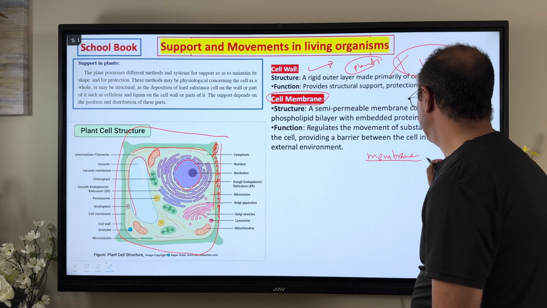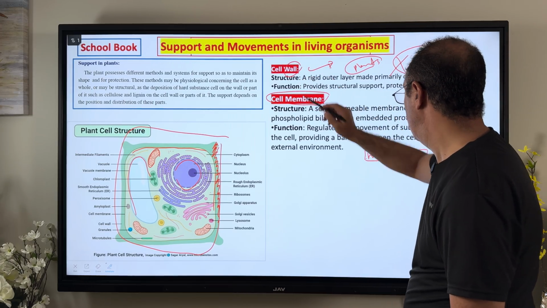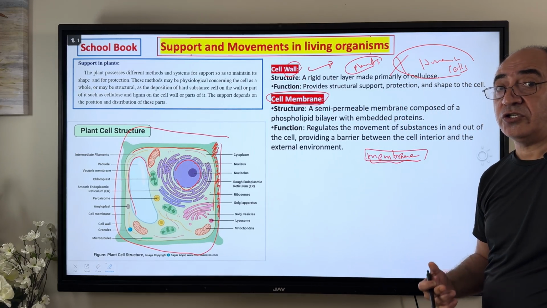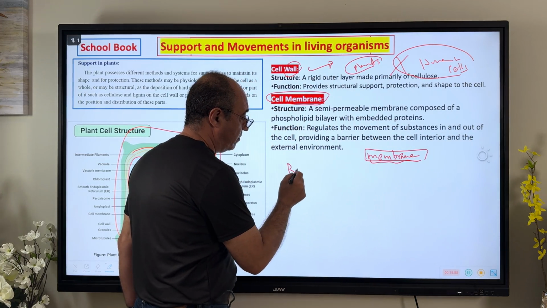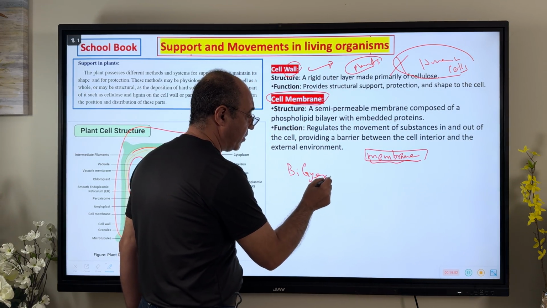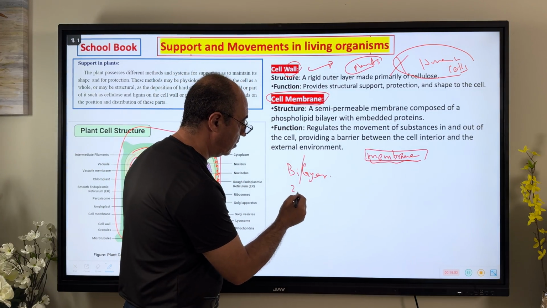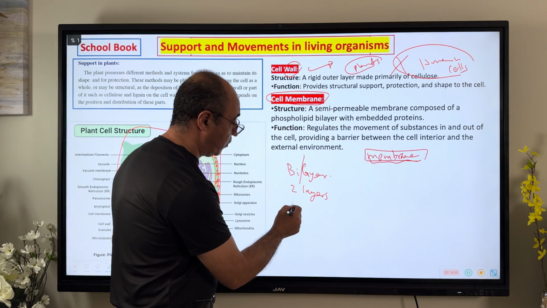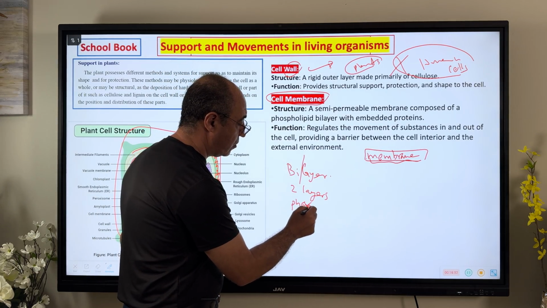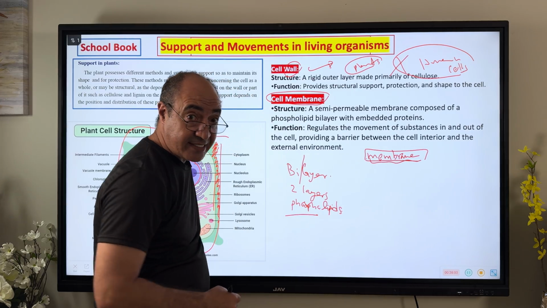The term membrane is very specific and is different from the word wall. Membrane in biology often refers to a bilayer. Let's break this down. Bilayer, so that's Greek for two. Two layers. Two layers of what? Of phospholipids.